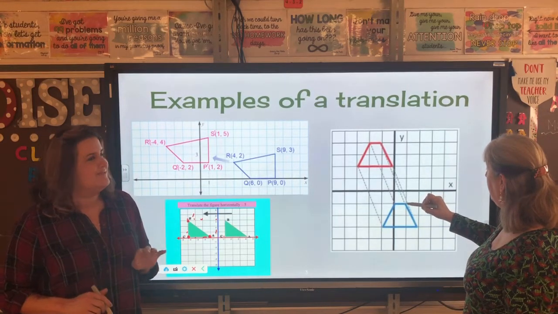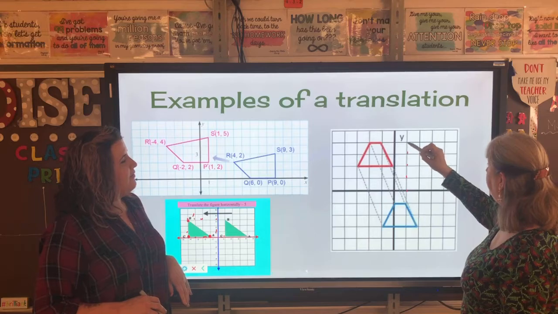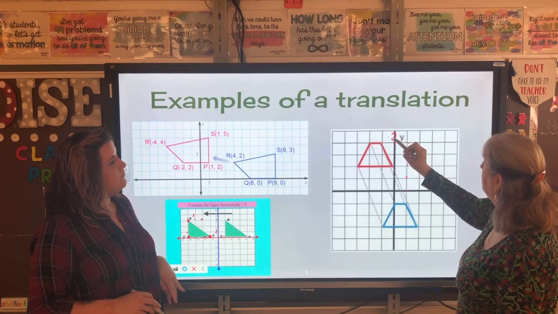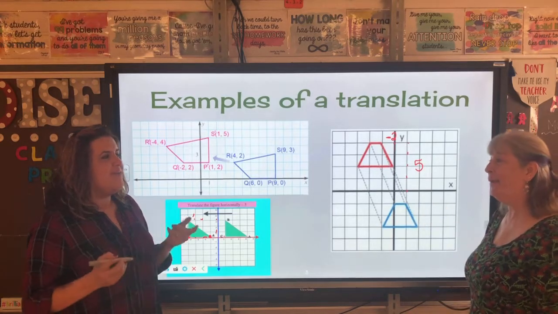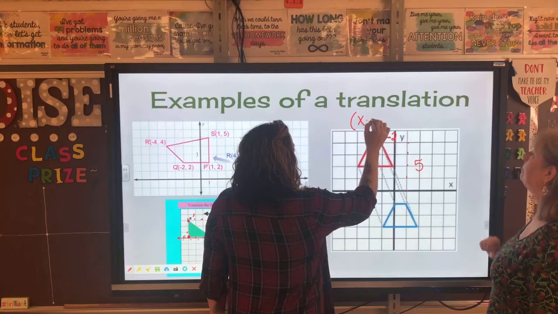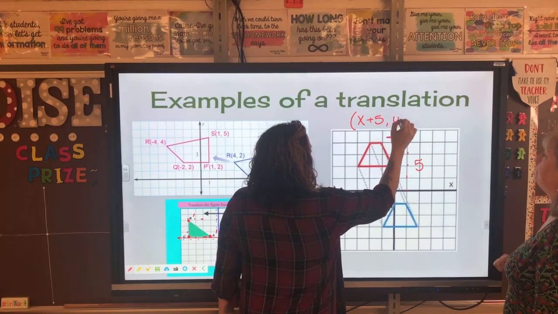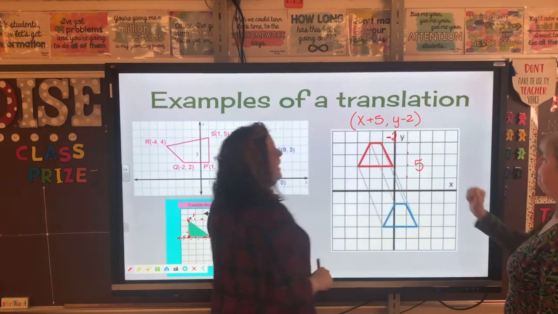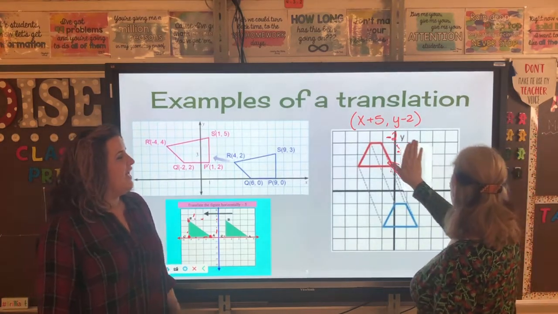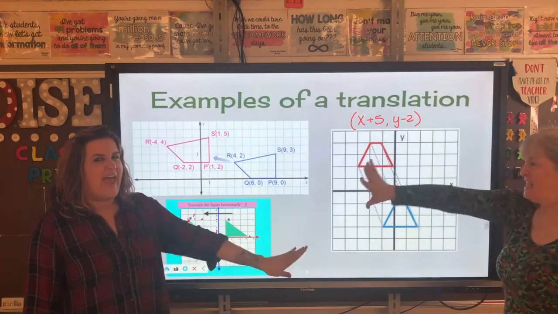And then this one went up 1, 2, 3, 4, 5. So it went up 5, and then it went -2. I've seen it written some ways like this, Miss Lamb. It'll be like x plus 5, and then y minus 2. Yep, that would be the same thing.